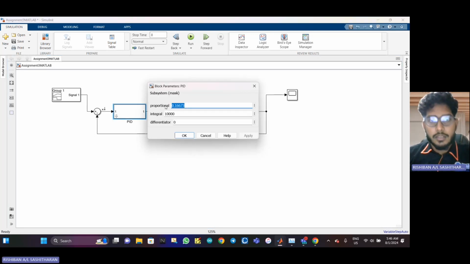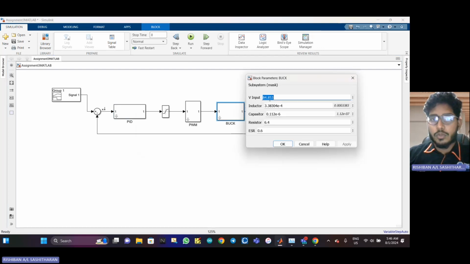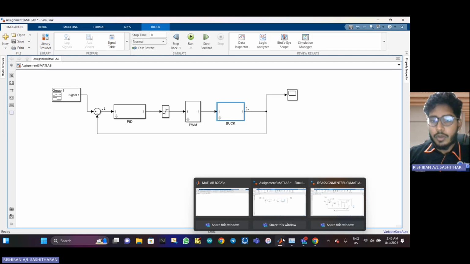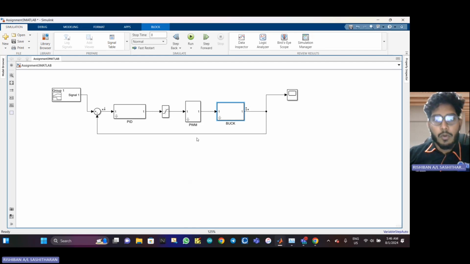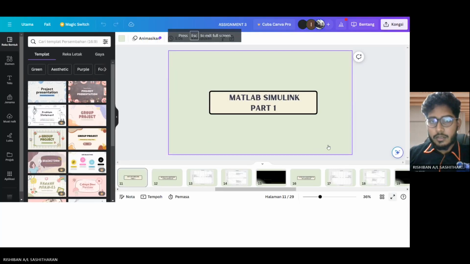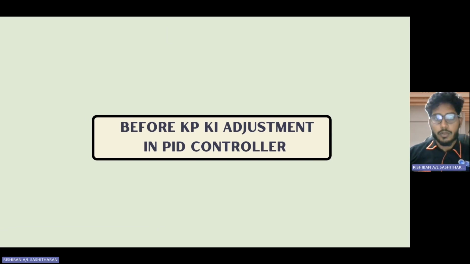As you can see, this is the initial. So we click apply, then we click OK. So the information will be stored here. And then we also need to alter the buck block. We put V in, inductor, capacitor, resistor values. And then we have to click run. Once we click run, it will show the output graph for the initial values of the PID controller, which is here, before Kp and Ki adjustment in the PID controller.